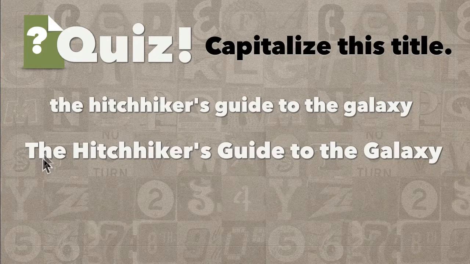The is capitalized. It's the first word. Hitchhiker, guide, galaxy are all nouns. This is last. However, these are not capitalized. To should be lowercase because it is a preposition. And the is lowercase because it is an article.